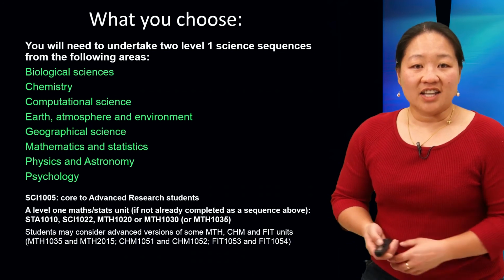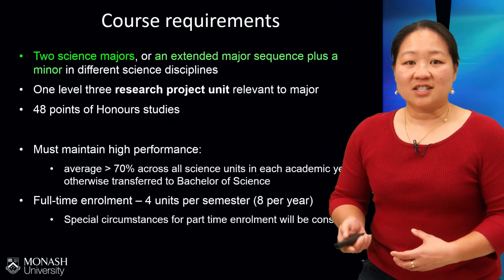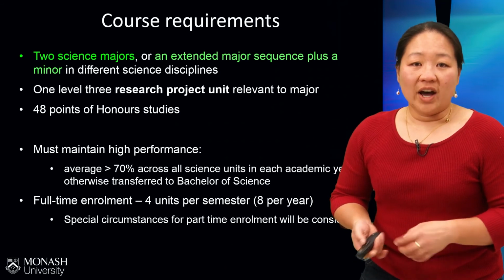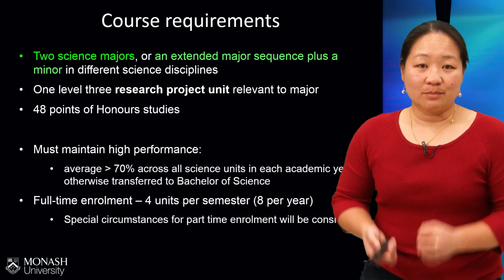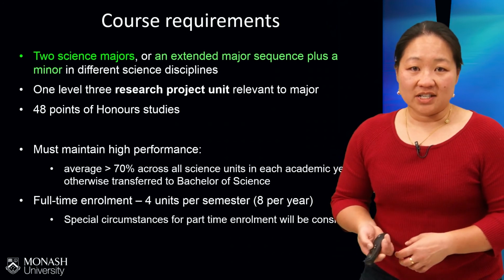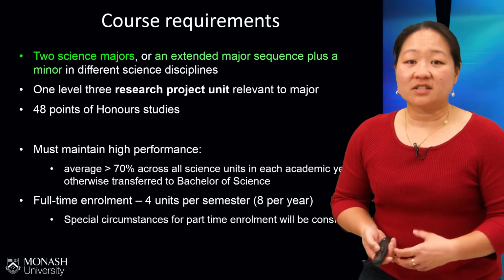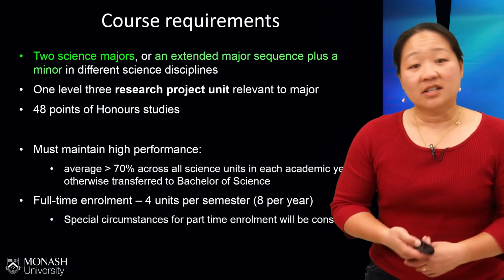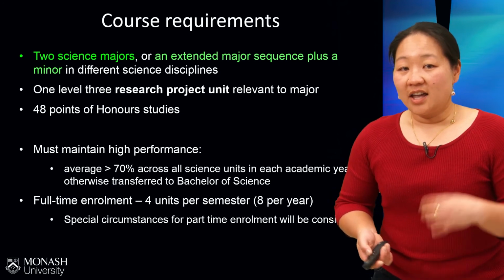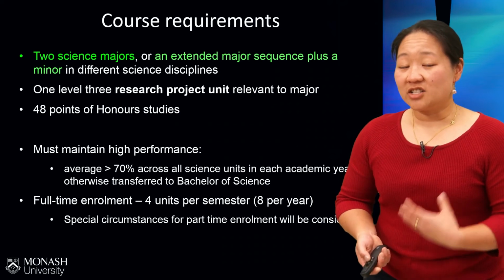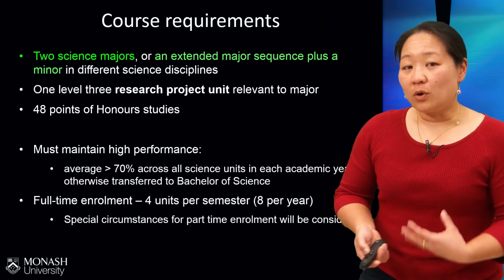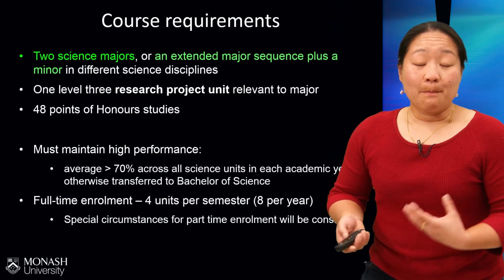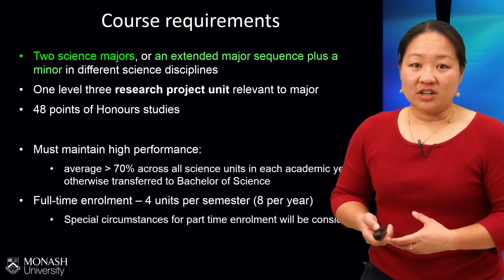In terms of the science majors, you can study 2 science majors or an extended major plus a minor in different science disciplines. One Level 3 research project unit relevant to the major is core, and then you complete your honours studies. You need to maintain a performance of greater than 70% across all of your science units in an academic year, otherwise you may be transferred into the Bachelor of Science. This course is for full-time enrolment only, so you need to maintain full-time enrolment of 4 units per semester or 8 units per year. Part-time study may be considered in special circumstances.